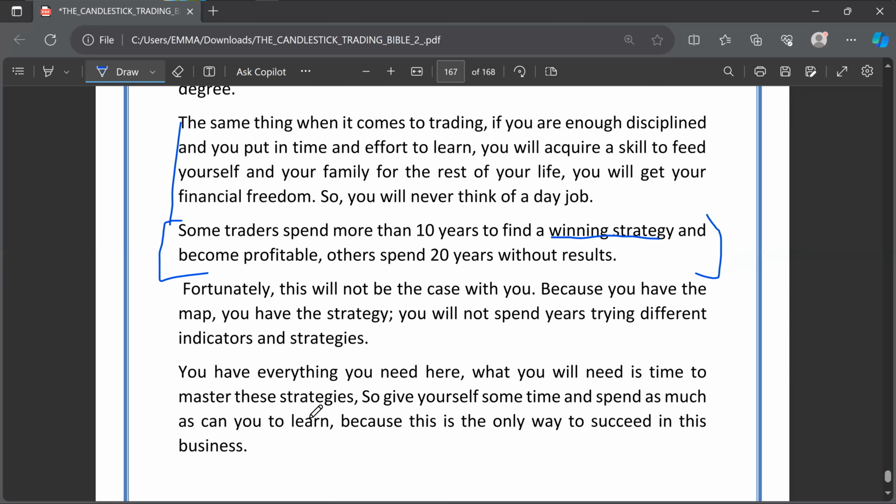Now, fortunately, this will not be the case for you, because you have the map. You have the strategy. You will not spend years trying different indicators and strategies. So build your own strategy. I will guide you in building that.